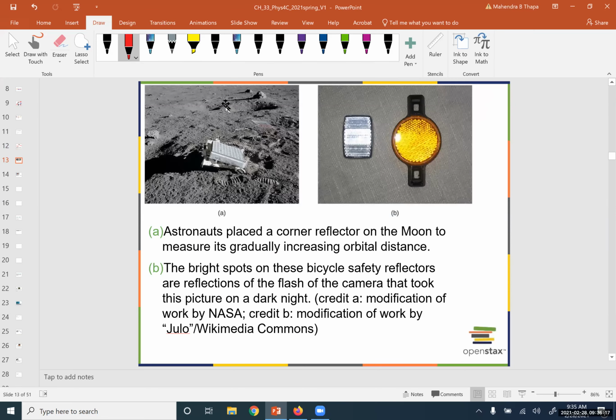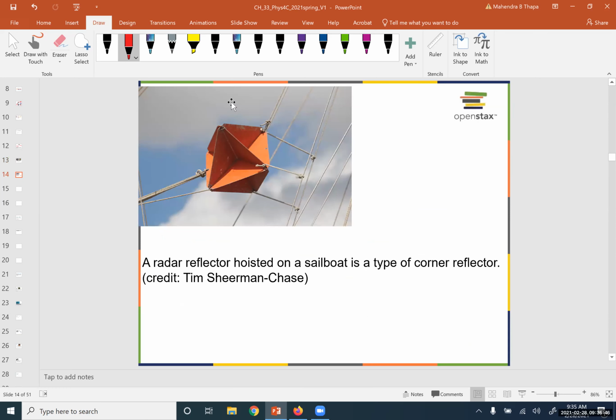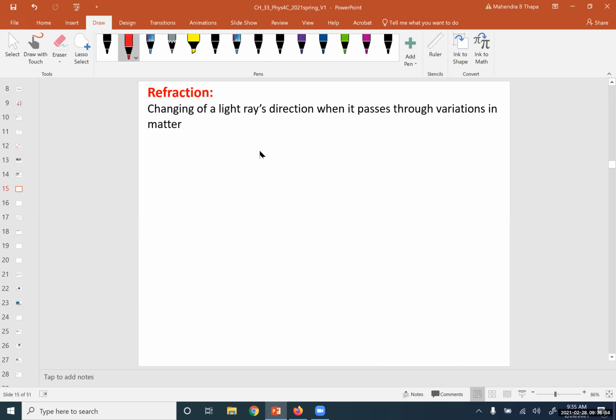So these are the examples where we can use the phenomenon of reflection. In example first, the astronauts placed a corner reflector on the moon to measure its gradually increasing orbital distance. Similarly, the bright spot on bicycle safety reflectors is shown in picture 2. Okay, this is another example where radar reflection is used.